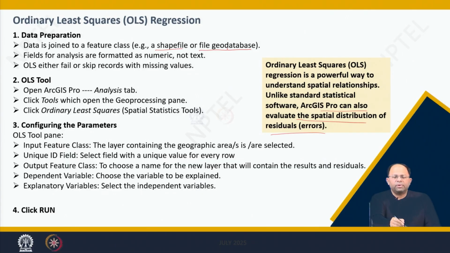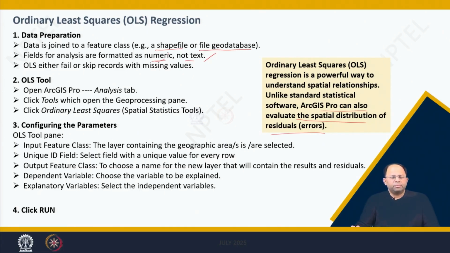The fields for analysis are formatted as numeric and not text in this particular case, because ArcGIS cannot handle text data. We have to convert it into numeric data. For example, we already learned about dummy coding earlier. That means we can convert into 0 and 1, the thing that the encoders were doing. We have to first do it ourselves manually and then put that in the database. So directly we cannot use text. We have to convert all data to numeric, and then we can run the models.